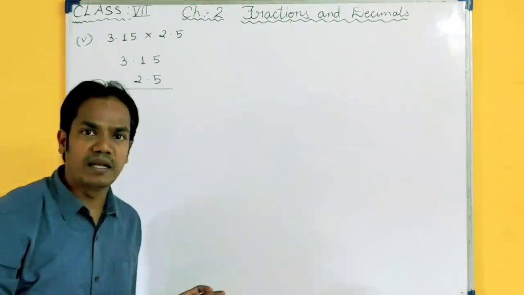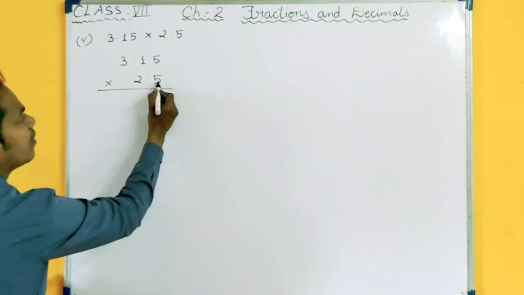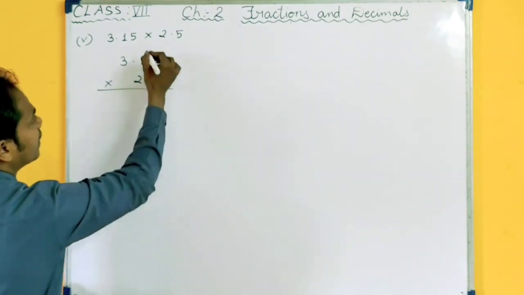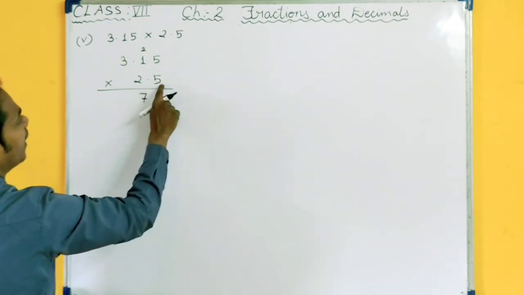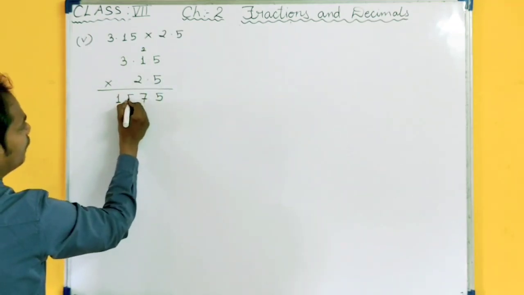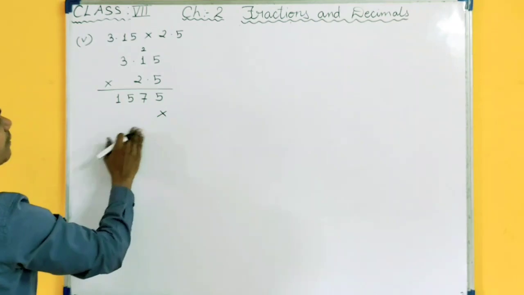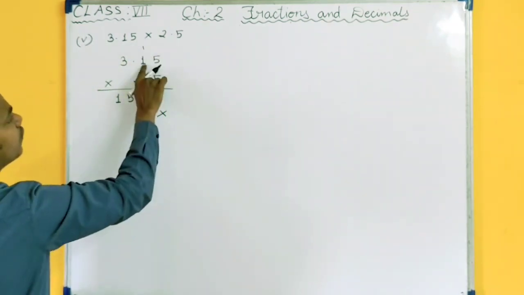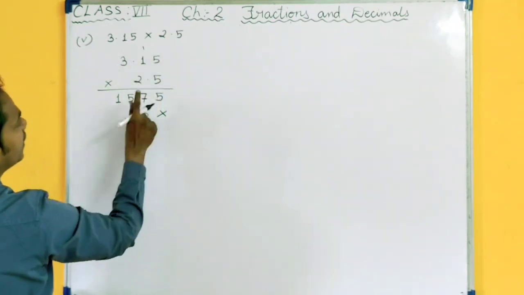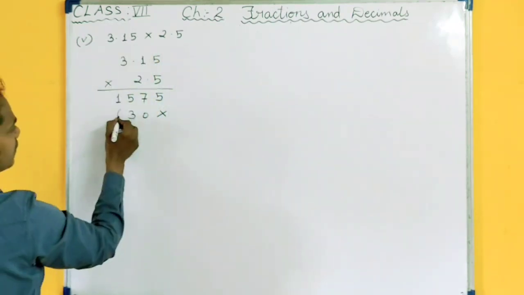First I will directly multiply, ignoring the decimals. 5 5s are 25, carry 2. 5 is 5 plus 2, 7. And 5 3s are 15. Now I will multiply by 2. 2 5s are 10, 0, carry 1. 2 1s are 2 plus 1, 3. And 2 3s are 6.